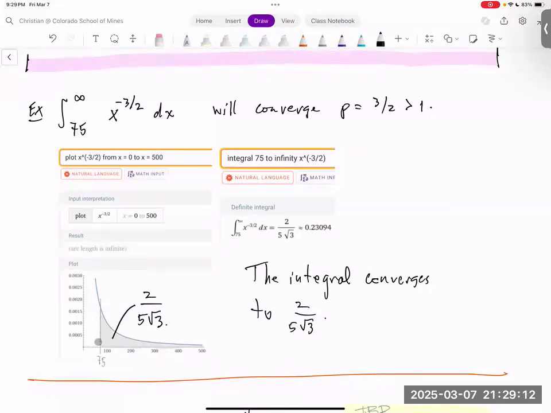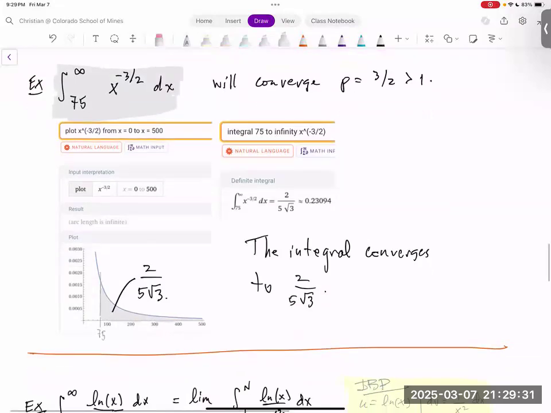So here's 75. The gray area is what we're looking for. It's represented by this integral here. We know it will converge. What does it converge to? I didn't set up a limit, but I asked Wolfram, and here's the code for that, and apparently it converges to 2 over 5 root 3.